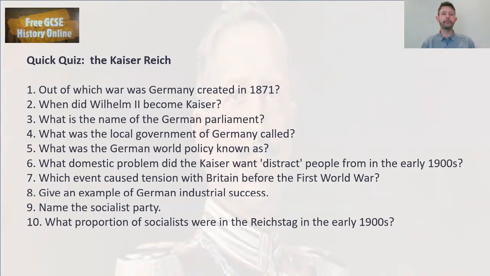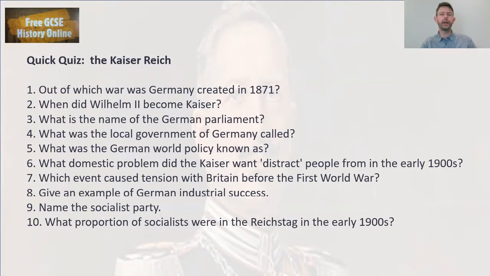Secondly, when did Wilhelm become Kaiser of Germany? It's not the start of the course. It might be useful to know that. What was the name of the German parliament? You've got to know this German keyword. It's essential. What was the name of the local government? This could be useful. You could need to know it for your Wilhelmian problems.